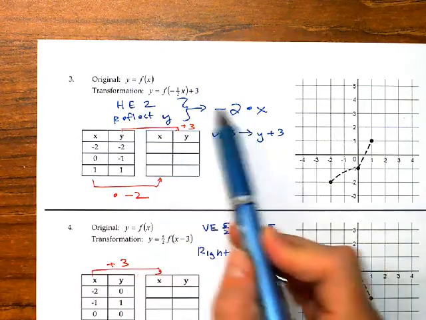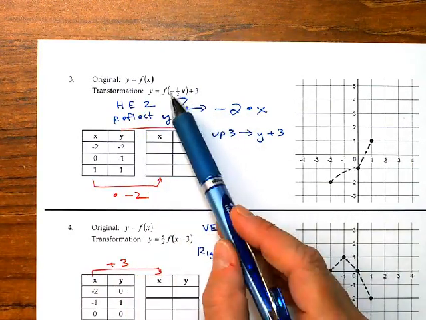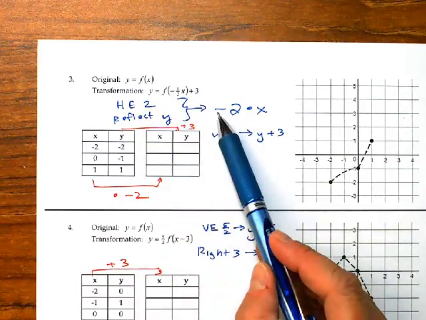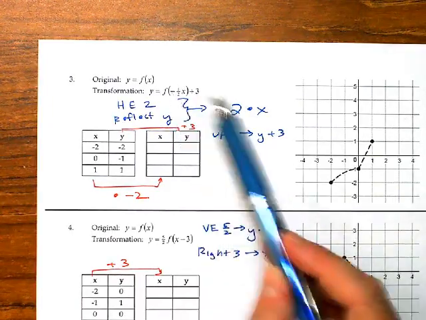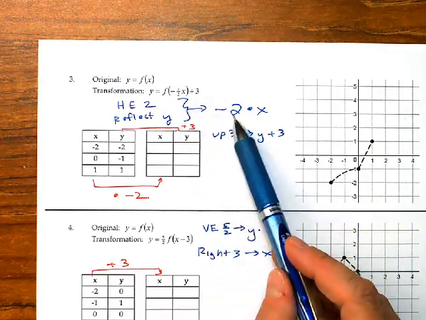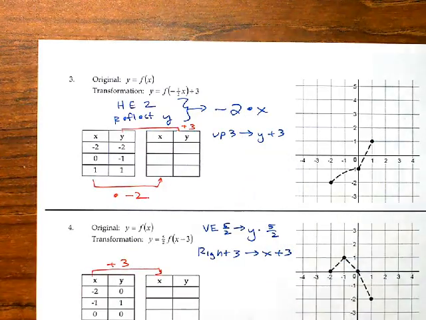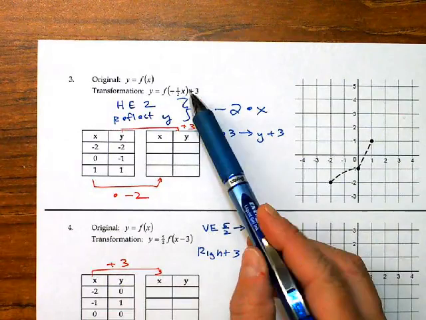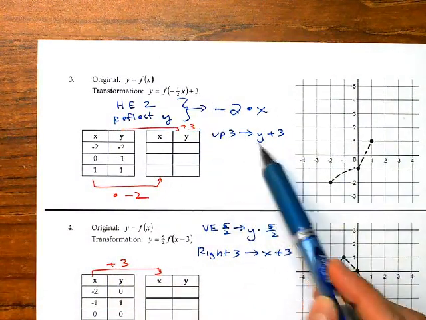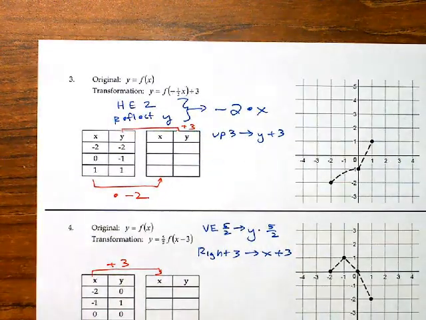Both of those affect the x values, so we'd multiply all the x values by a negative for the reflection and by a 2 for the expansion. So that's what's going to happen to all the x values. We're going to multiply them by -2. Then we have this up 3. That'll just increase all of the y values by 3.